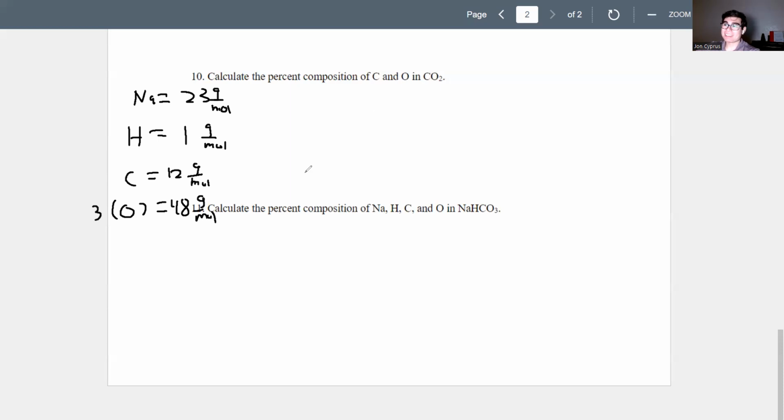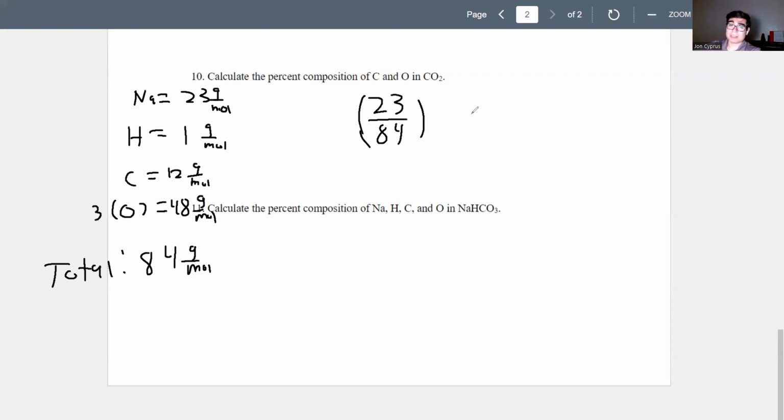And I'm rounding just to make the math easier. I add these all up. And I'm going to get some number, being 84. And now I have to just do all of these. So 23 over 84. I'm not going to write the grams per mole, so I don't have to write them all in. Times 100%. I don't want to have to do this 4 times over and over. That's why I'm just excluding it, right? They cancel out.